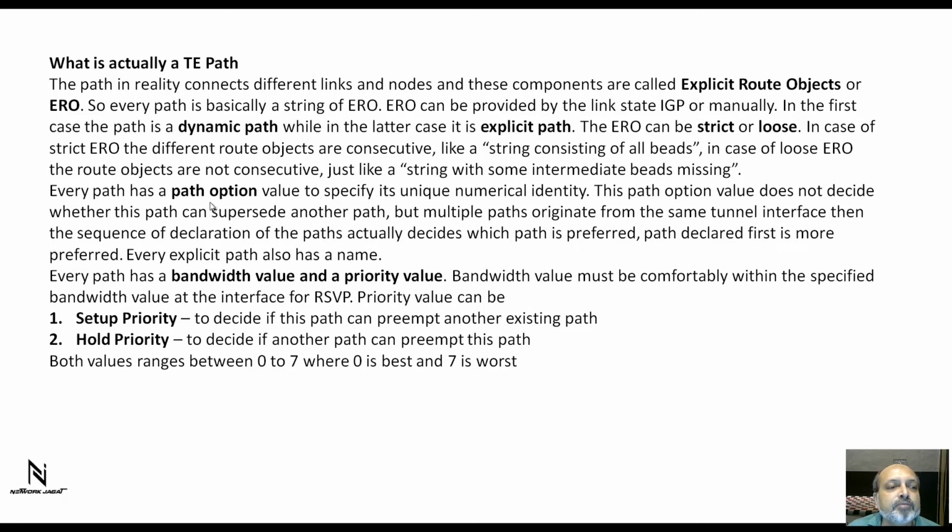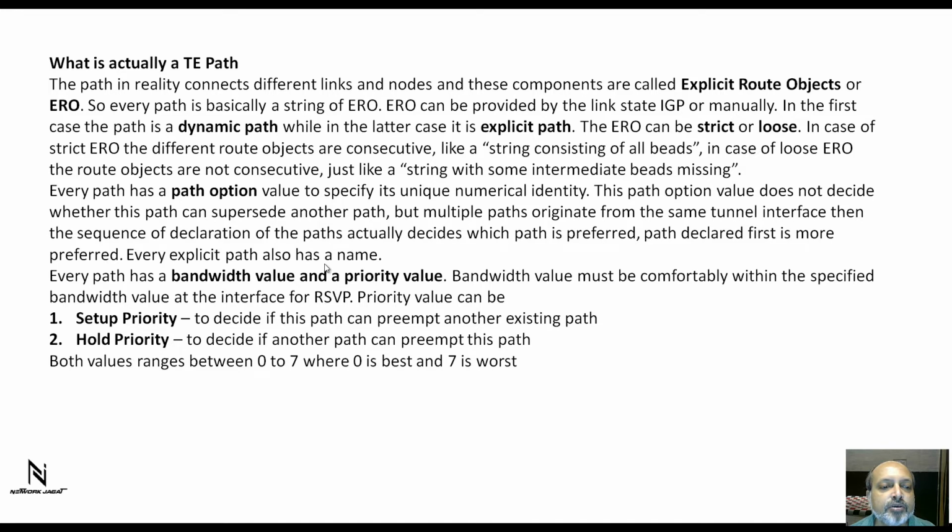Now every path has a path option value to specify its unique numerical identity. This path option value does not decide whether this path can supersede another path. But if multiple paths originate from the same tunnel interface, I have made a typing error on my part, I have dropped that "if", so always consider an "if" here. But if multiple paths originate from the same tunnel interface, then the sequence of declaration of the paths actually decides which path is preferred. The path declared first is more preferred.